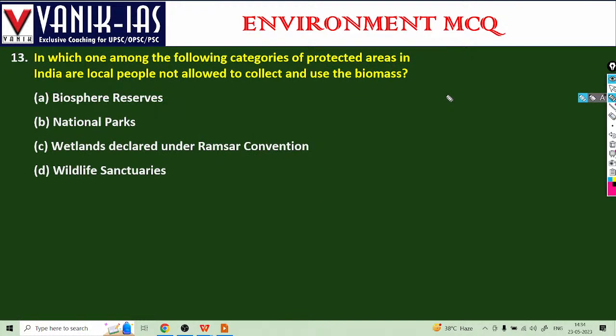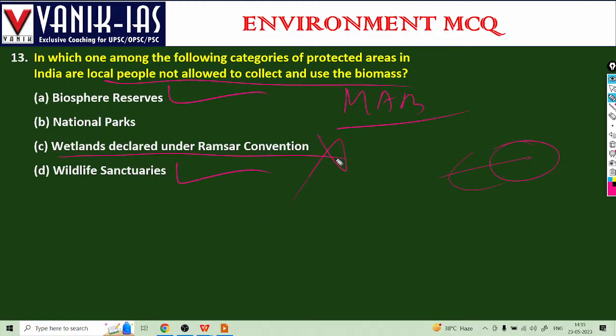In which of the following categories of protected areas in India are local people not allowed to collect and use biomass? Is it biosphere reserves, national parks, wetlands declared under convention, or wildlife sanctuary? It's allowed in wildlife sanctuaries, even they practice agriculture. Biosphere reserve, because UNESCO's managed biosphere program includes the participation of local people. Wetlands, as in the case of Chilika or various dams, fishing is also allowed, so this option is also allowed.